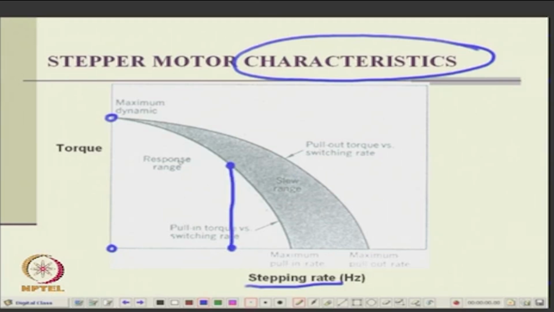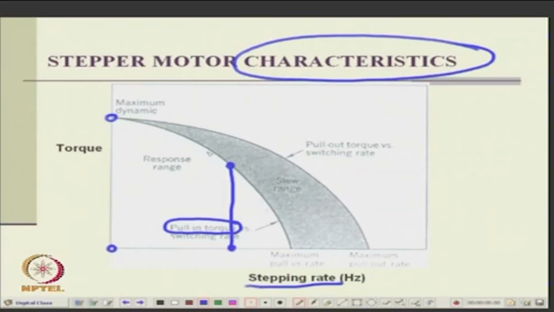When you hold to that stepping rate, it has a certain pull-in torque. I hope you know what pull-in torque is. Pull-in torque is the torque which it can pull in, which you can run at that speed. So there is a maximum torque it can pull in to that speed.